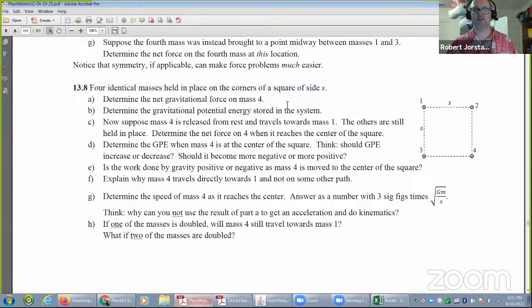Suppose we have 4 identical masses held in place on the corners of a square. Assume each mass is m. My bad, I didn't write that. All right, I'm going to write this on the whiteboard. Give me a sec. This is 13.8. Last one of the night, I think.